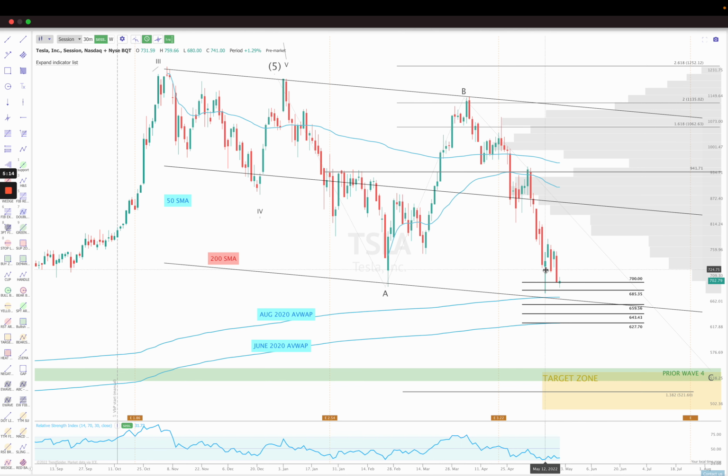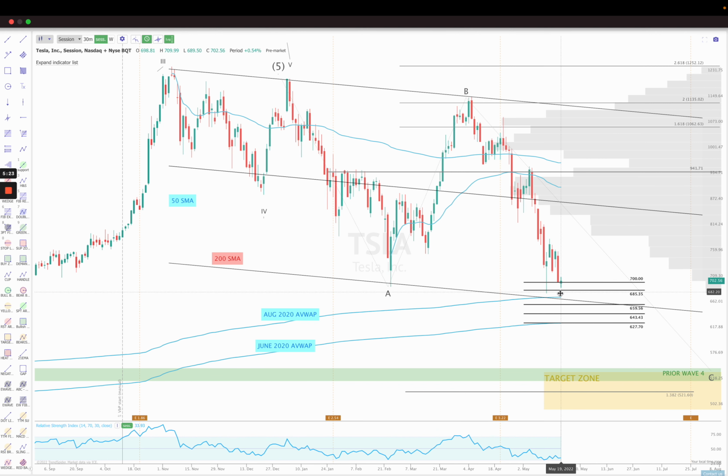We'll look at this candle right here. This came down to 680 on the low, right? So double bottom territory, maybe, maybe not. I think below 680, you know, 659, 643, 627, this brings us from the August 2020 anchored VWAP low to the June 2020 anchored VWAP low.